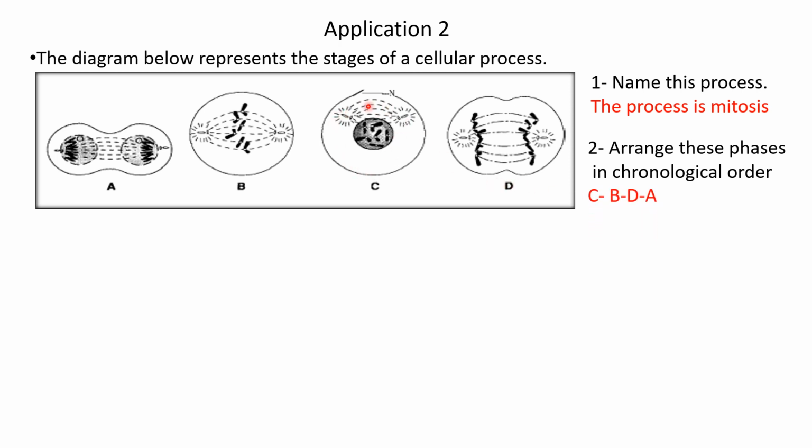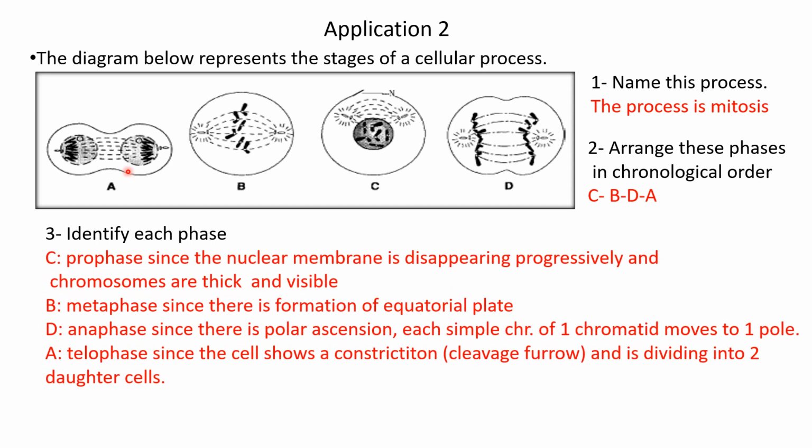C, then B, then D, and finally A. Why? Let's see. Question 3. Identify each phase. First phase, C. This is prophase. Why? Because the nuclear membrane is disappearing progressively and chromosomes are thick and visible.